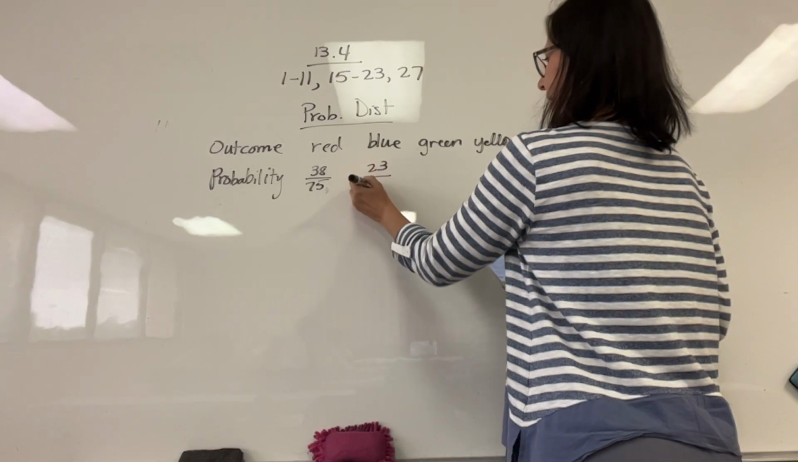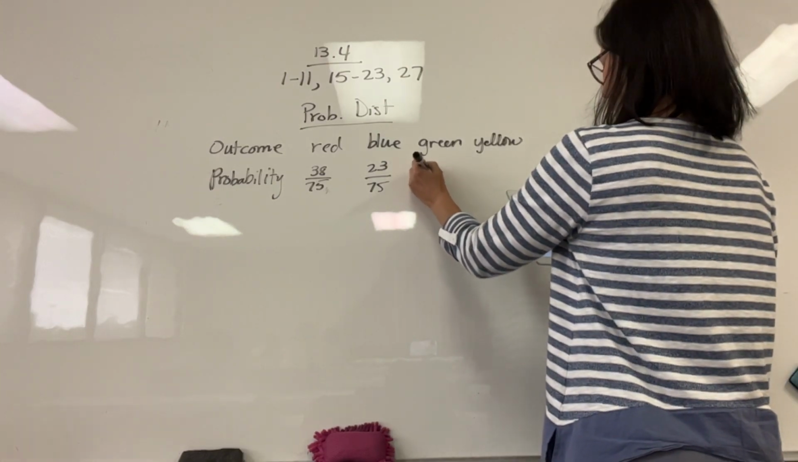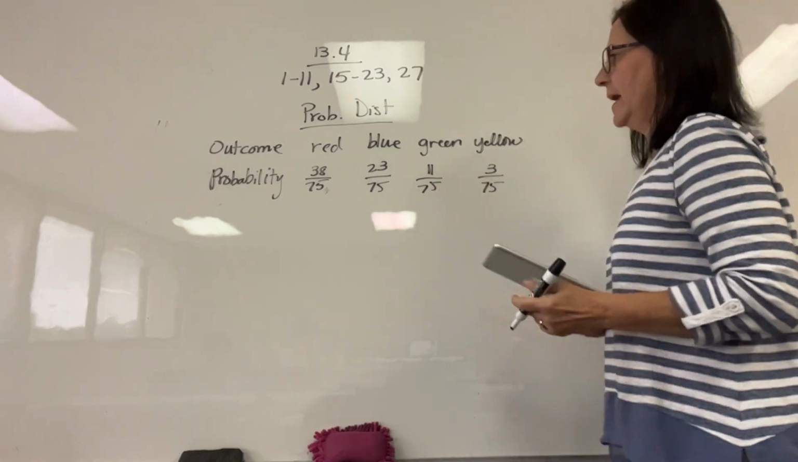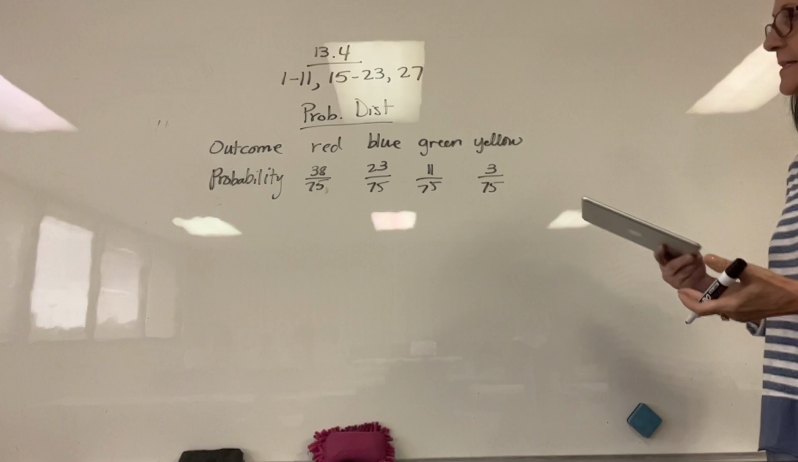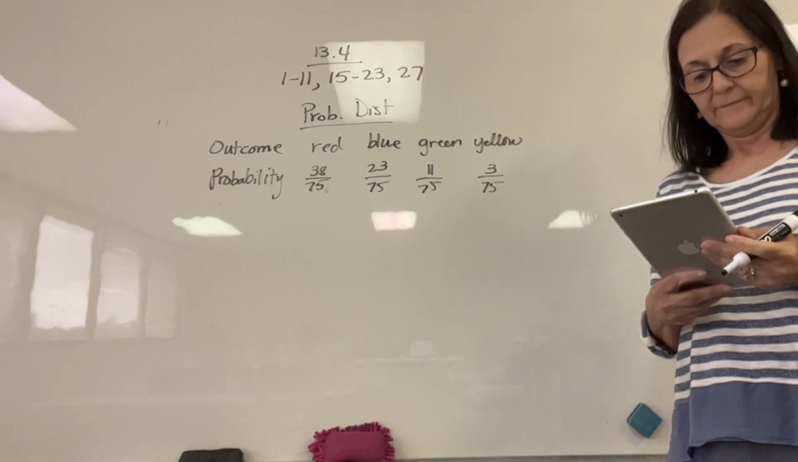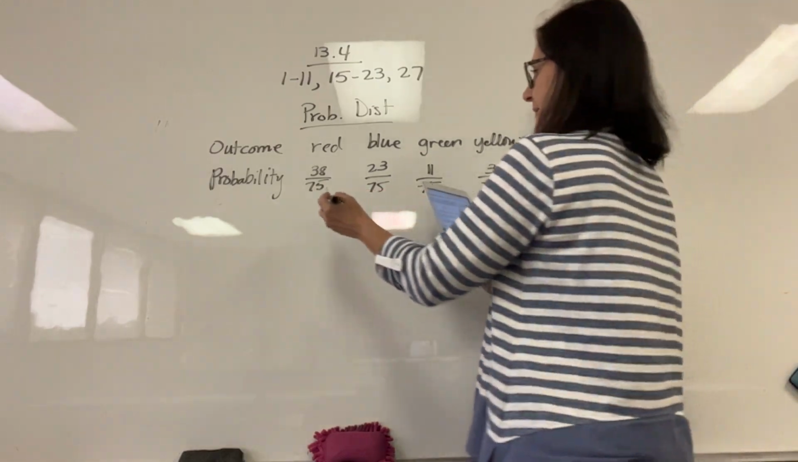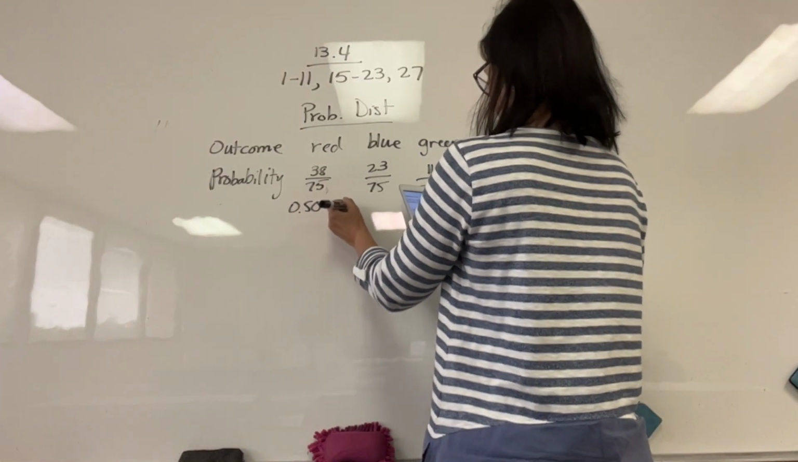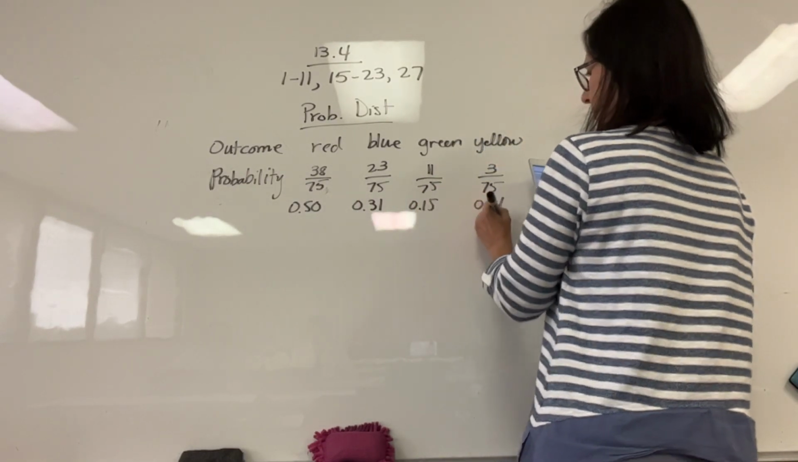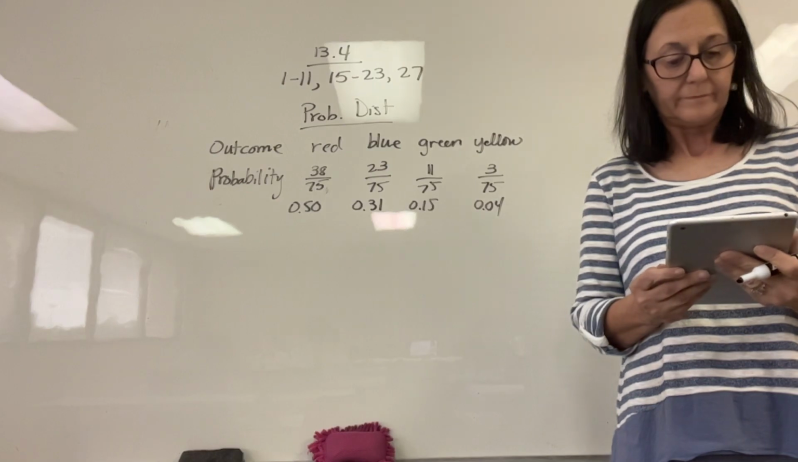23. Thank you. They write these as decimals. Either way works. Green. 11/75. And then yellow. 3/75. And they should actually be simplified. I say that because I just know 3/75 is 1/25. You should always simplify. Yes. I'm going to write it in decimal form because I might need it in a minute.